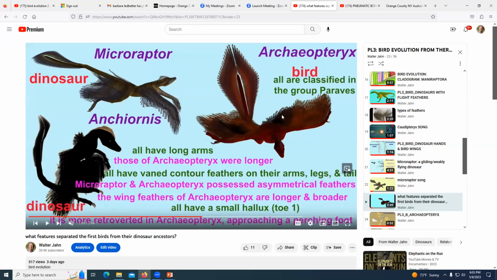And if you were to ask why, well, there weren't any new features. This feature of long arms, Archaeopteryx just made them a little longer. The feathers, this dinosaur was making it asymmetrical, so was this one. The small toe, which was starting to face forward, being retroverted so that it could perch on branches, Archaeopteryx did it better than the dinosaurs did. Later birds would do it better still. So here's the frustrating thing.